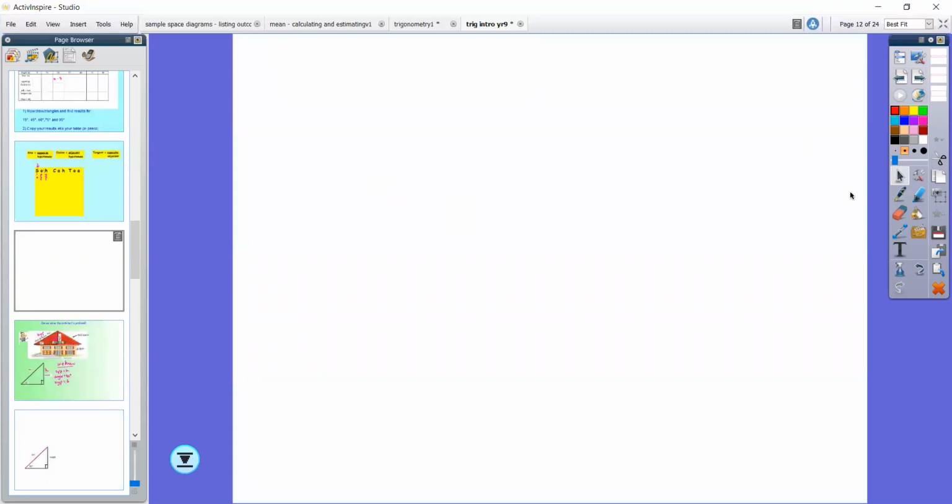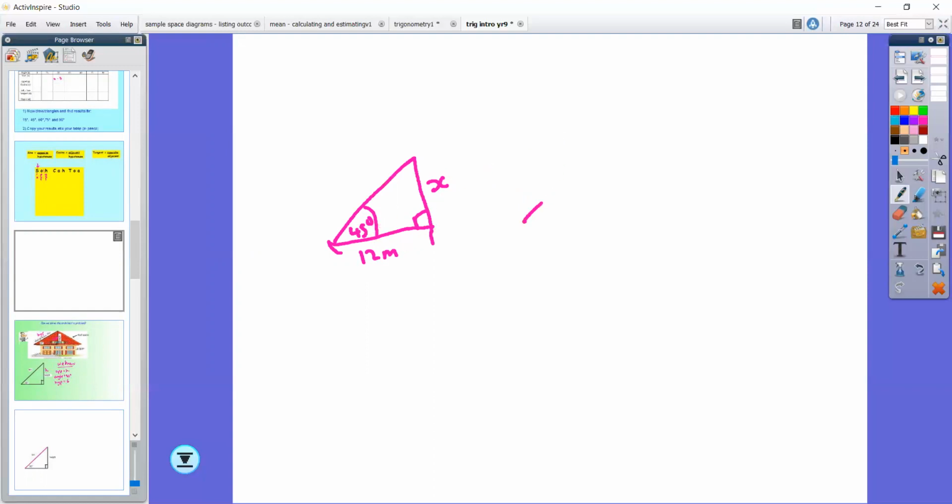I would like you to identify which ratio we're going to use here. So I'll draw a range of triangles. I might say, okay, there's X and there's, I don't know, 12 meters, and this is the angle. What do we know? What ratio would you use? We know the opposite, we know the adjacent. I'm going to use tangent.